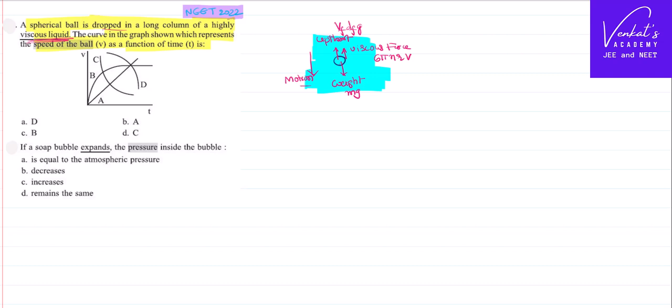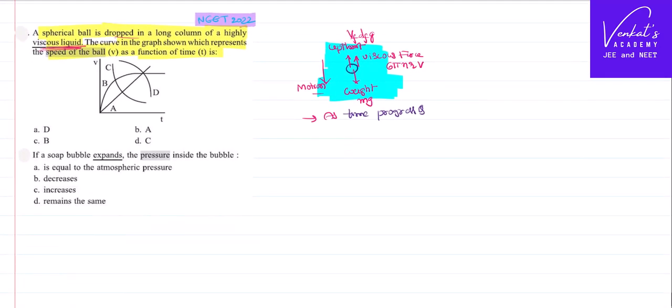So what happens as time progresses? We can see very clearly that mg is constant, it's not going to change. Upthrust is also constant. But look at this viscous force: 6 pi eta r is constant, but as the body is coming down, its velocity is increasing because there is a resultant weight which is more than the upthrust acting in a downward direction. As the velocity is increasing, overall this viscous force is also increasing.